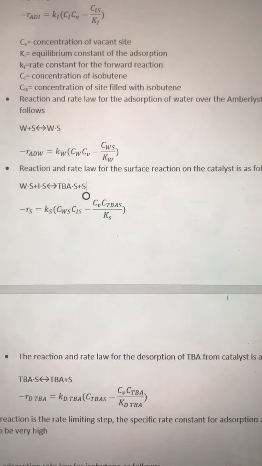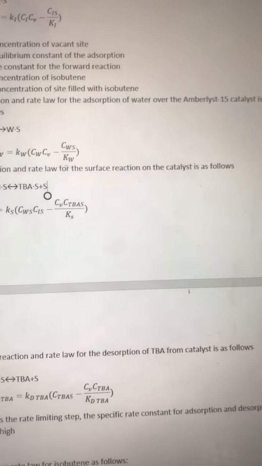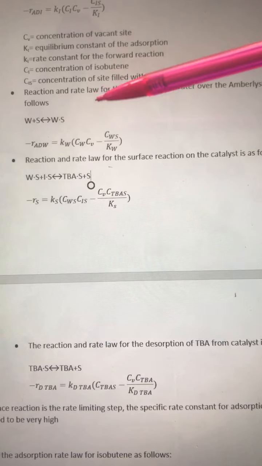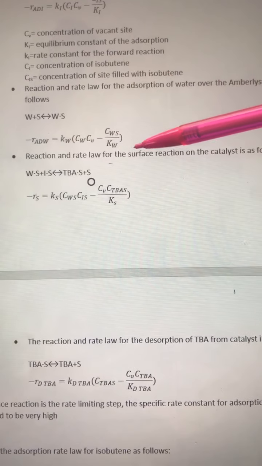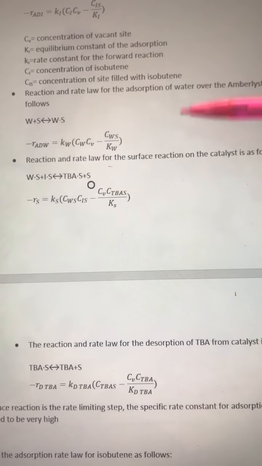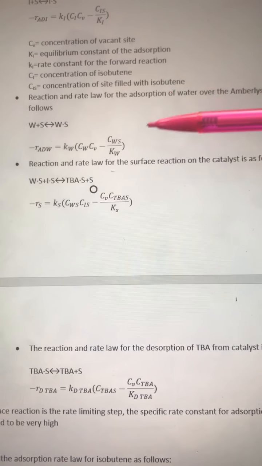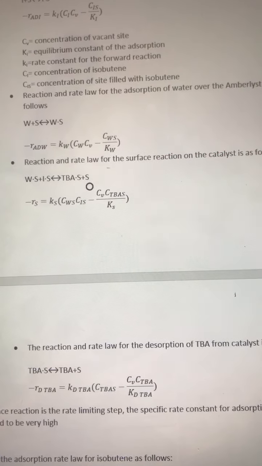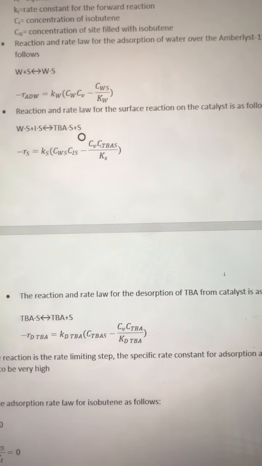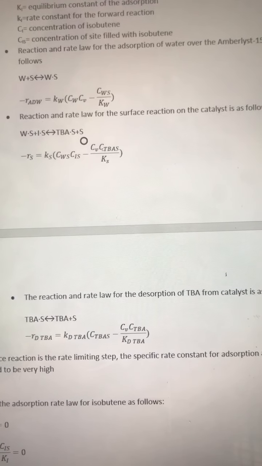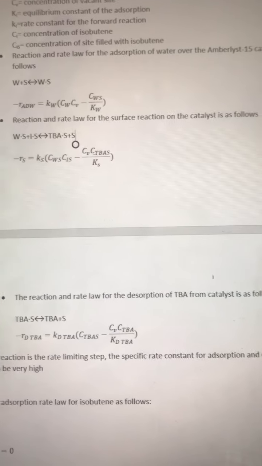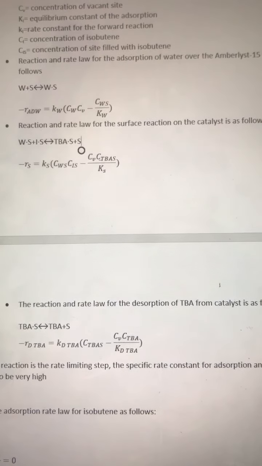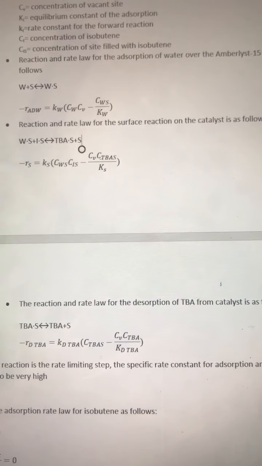Similarly, the reaction and rate law for the adsorption of water over the Amberlyst 15 catalyst is the second equation in that, and we can write the rate law as follows, replacing the I subscripts with W to signify water. Third is our reaction and rate law for surface reaction in the catalyst, and this is the one in this problem that we're going to be looking at as the rate limiting step.